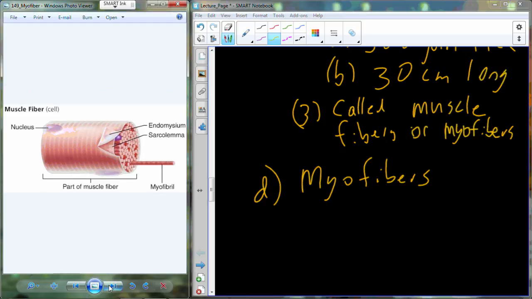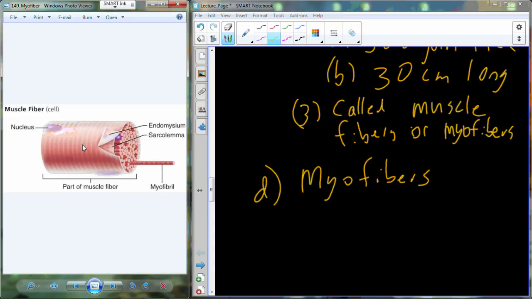This is a three-dimensional representation of a myofiber. Notice that we have our endomysium. We've already identified that. Just below the endomysium is this thing called the sarcolemma. Anyone happen to know what else you could call the sarcolemma? Ground substance would be endomysium, but you're kind of thinking in the right direction. What surrounds the cell? Membrane. Sarcolemma is simply the specific name for the muscle cell membrane.